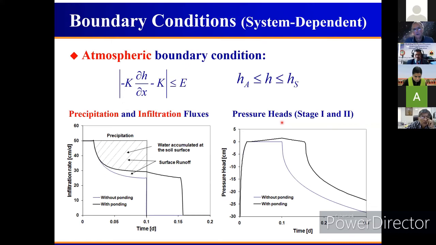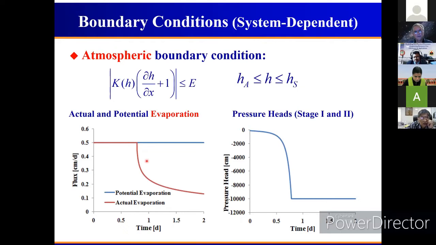Then we recognize something which we call system-dependent boundary conditions, where the actual flux depends on the state of the system. Users will specify, in this case, potential fluxes, such as rainfall, and then the program calculates the actual fluxes: how much water can actually infiltrate into the soil, and how much water is excess, which is removed by surface runoff or accumulated at the soil surface. Similarly, for evaporation, the users will specify potential evaporation, which can be calculated, let's say, by the Penman-Monteith or Hargreaves equation. And then the program calculates the actual evaporation, how much water can actually evaporate from the soil depending on its status.